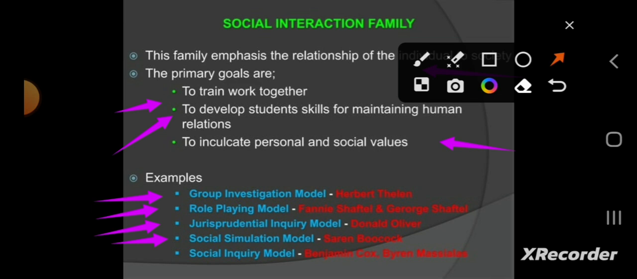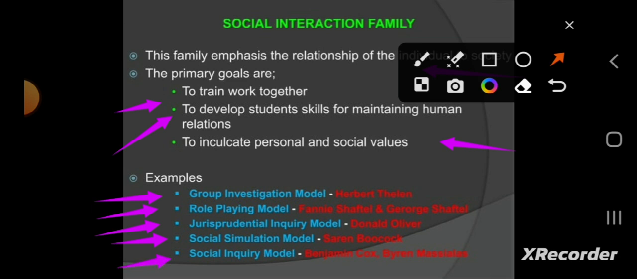Social simulation model. This model involves creating simulations of social systems or scenarios to help students understand social interactions and dynamics. It's useful for practical learning and application of social theories.